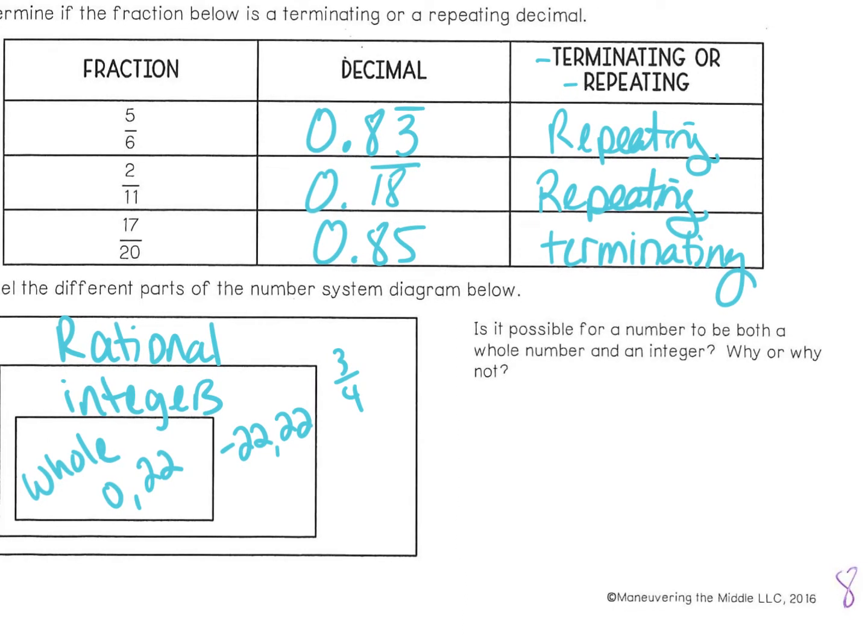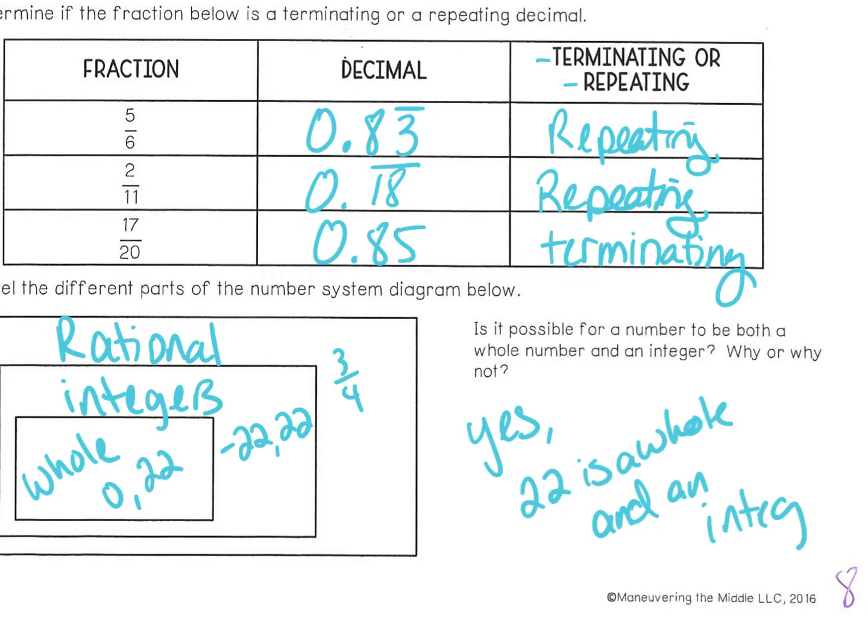So it says, is it possible for a number to be both a whole number and an integer? Hopefully you said yes, and you're supposed to give yourself an example. Giving you time to think. What number could be a whole number and an integer? Okay, so I'm going to go 22 is a whole number and an integer, right? Even 0 would work, anything 0 and above, because those are both whole numbers and integers. Now 3/4 is only rational. That is not an integer or a whole number.